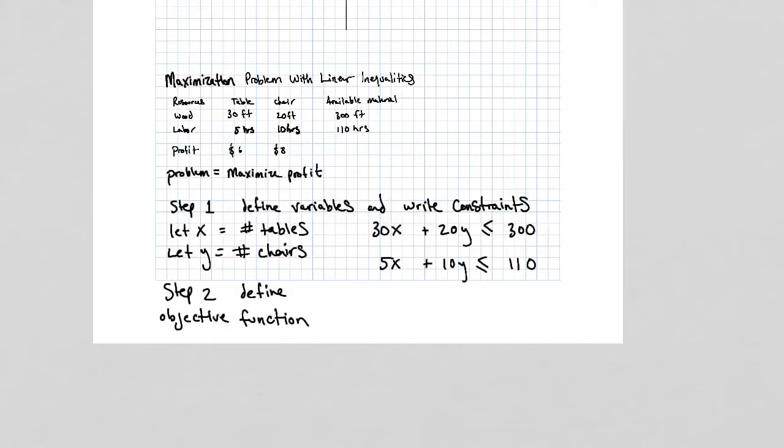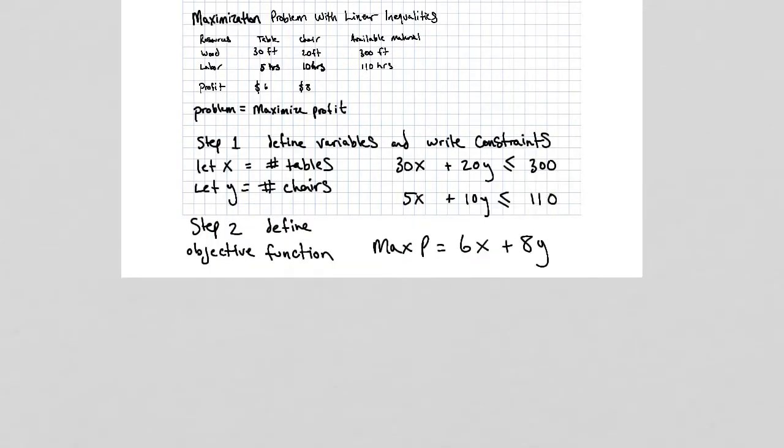Step 2, we want to define our objective function. Our objective function is the profit. We want to maximize the profit given our constraints. It's really easy. We're going to say max profit equals 6x plus 8y. That's our objective function. One more thing I need to add about the constraints before I forget is that the x and y values need to be positive. So to write that out, we're just going to say that x is greater than or equal to 0 and y is greater than or equal to 0.